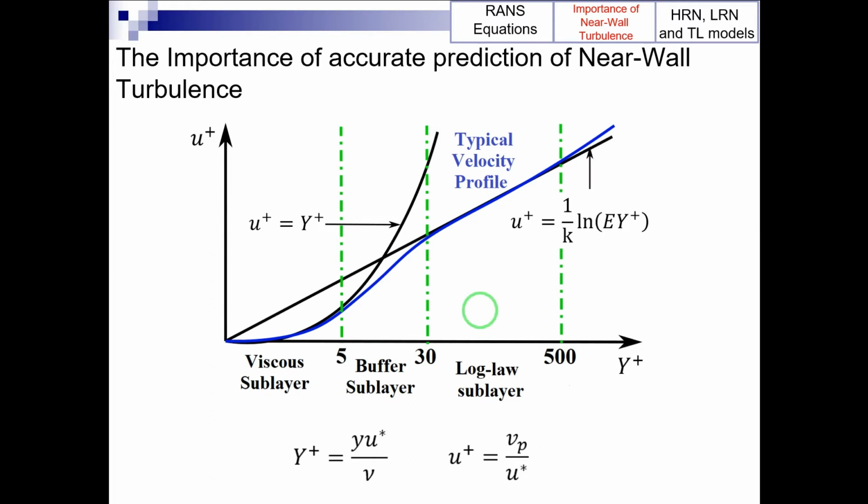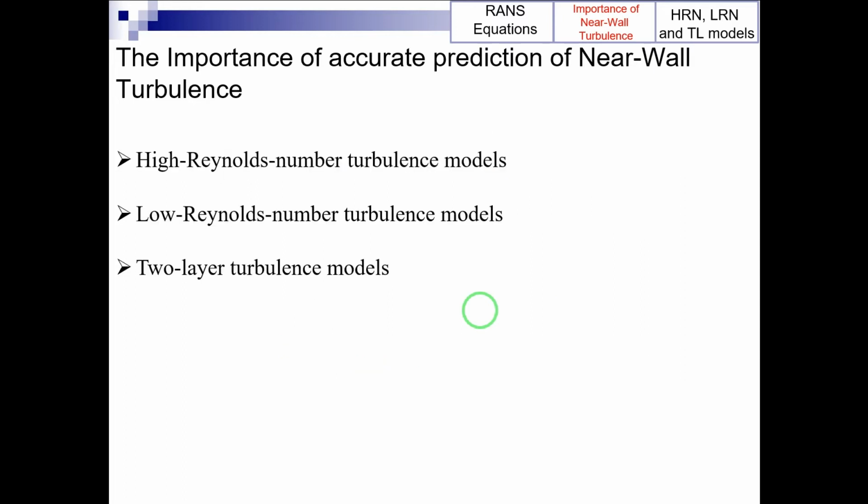How the turbulence models deal with the near wall region determines whether these models are high Reynolds number turbulence models in which a high y plus wall treatment is used, or low Reynolds number turbulence models in which a low y plus wall treatment is used. And finally, there are some models, especially the two-layer turbulence models, in which an all y plus wall treatment is used. So what comes next is a brief explanation about how each of these turbulence models capture the wall effects.